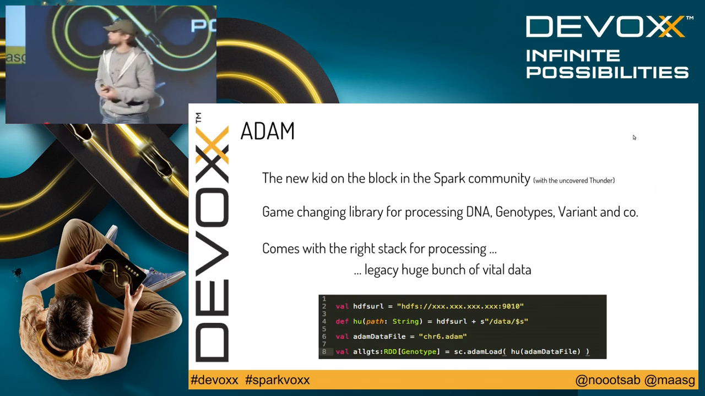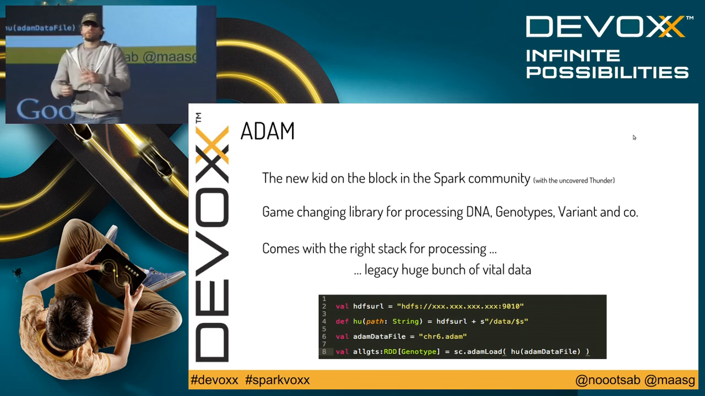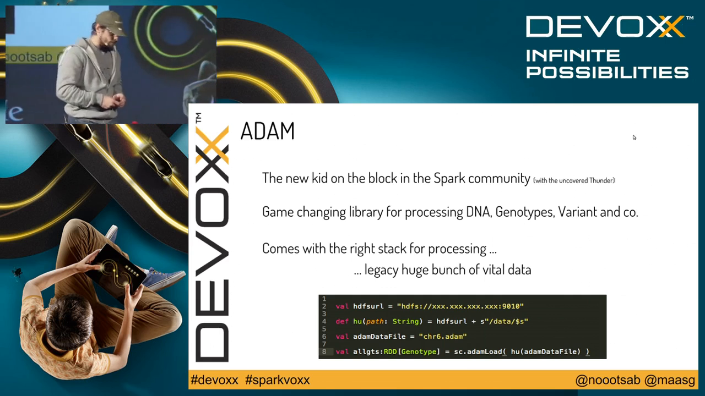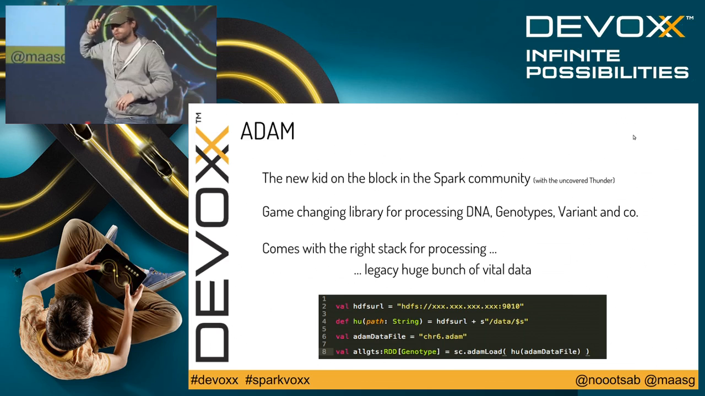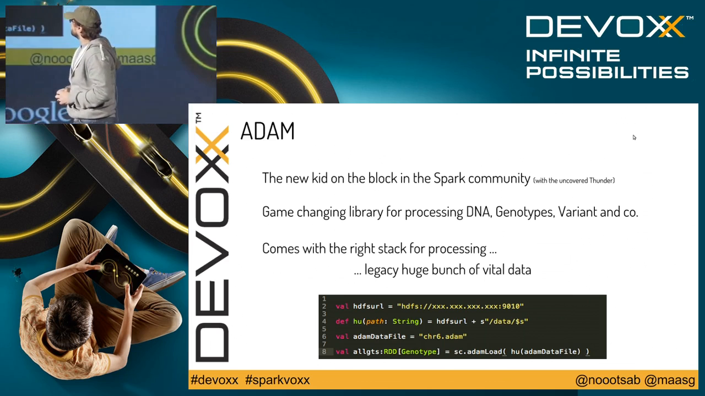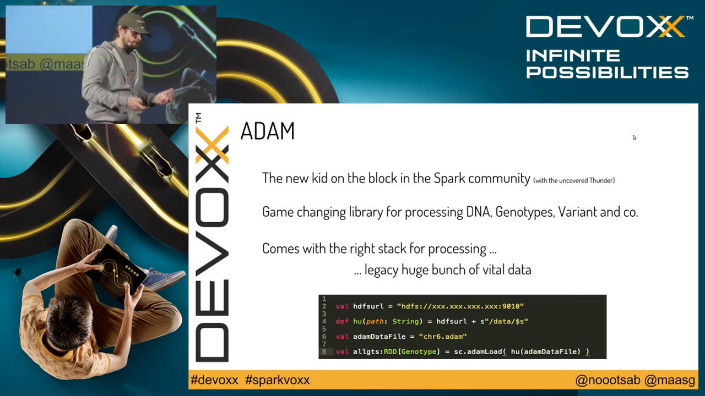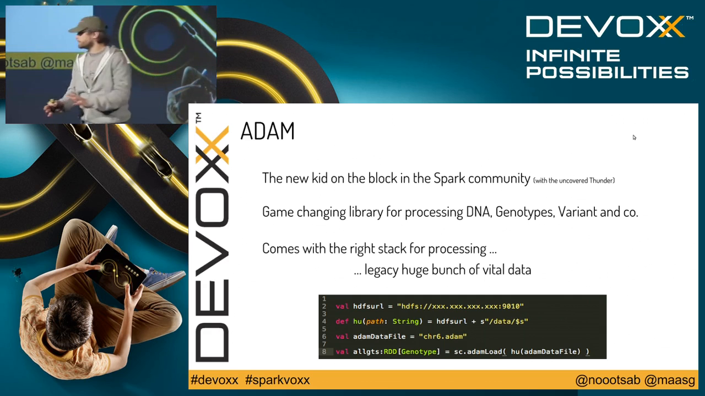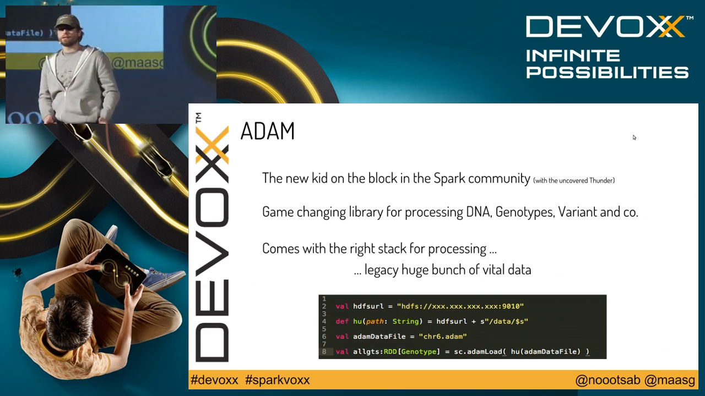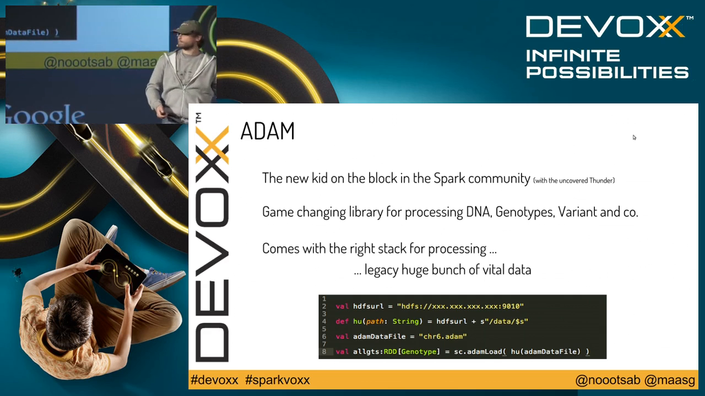ADAM. This is my last favorite. ADAM is the new kid on the block in the Spark environment. What is ADAM? I'm also going to talk about Thunder, which is for neurals. But it's the game-changing library stack in the genomics world, right? Genomics is one of the oldest fields I have seen. They're doing very good things, but they are doing them with 70s tools, right?